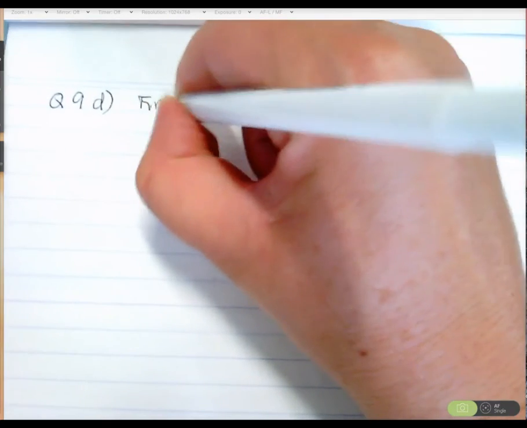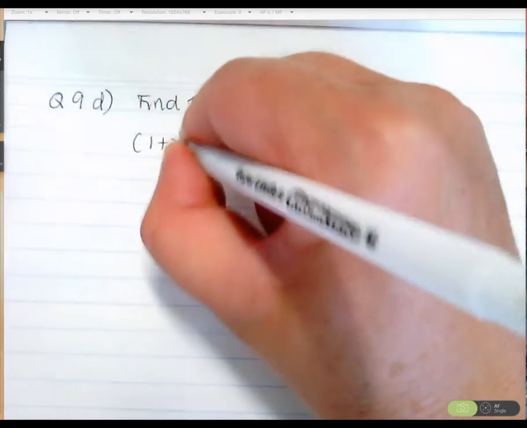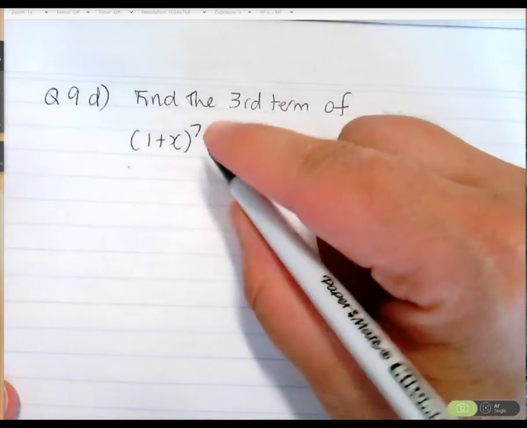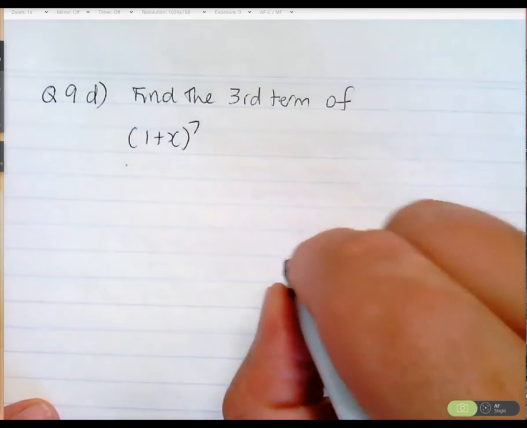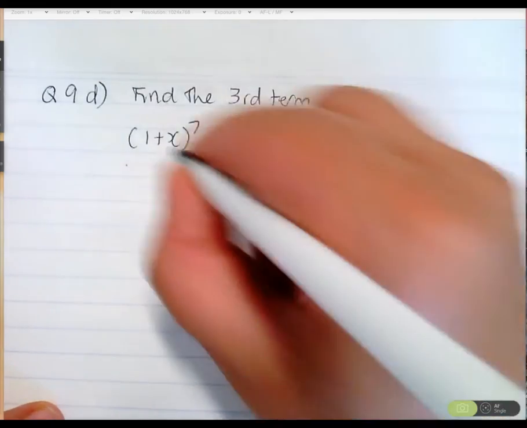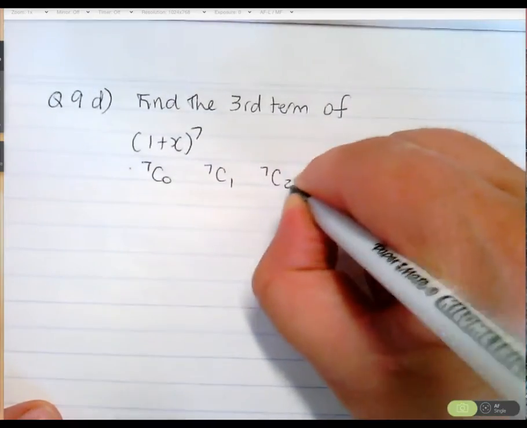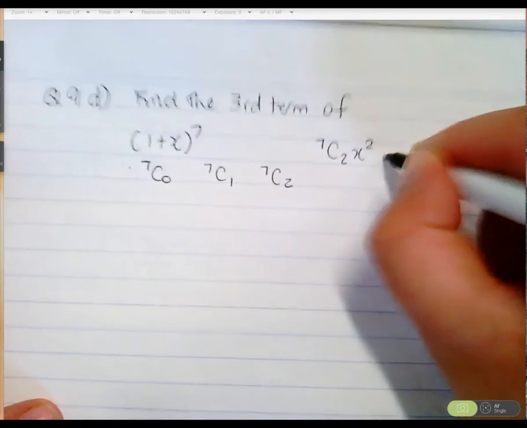Okay, two other questions. Question 9D, find the third term of this, 1 plus x to the 7. So I'm asking you for the third term, not the x to the power of 3 term, but the third term. What is it? Yeah, it's the x squared term, remember? See, the first term, what's the first term? 7c0. Sorry, first term's 7c0, second term's 7c1, third term's this, 7c2. So the third term is 7c2 x squared.